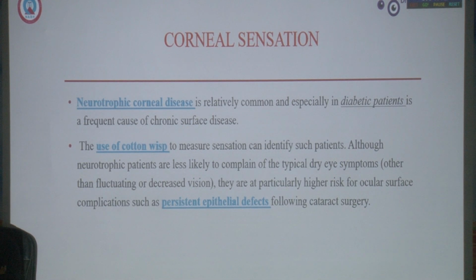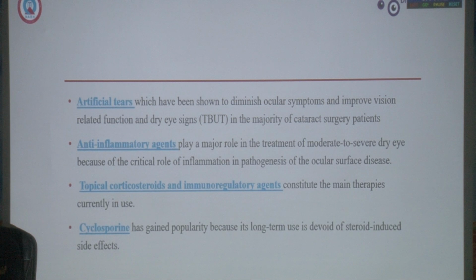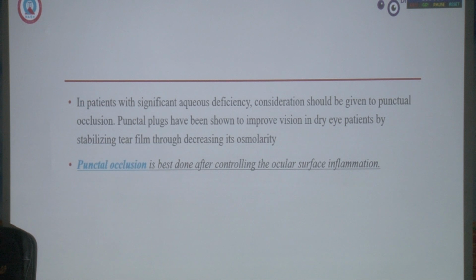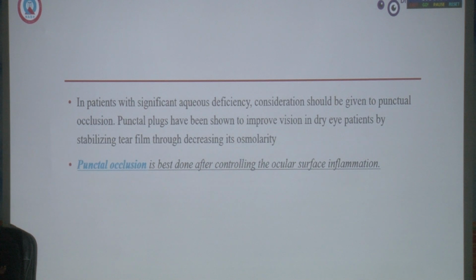Corneal sensation, especially in a diabetic patient, matters because there may be a chance of persistent epithelial defect in the postoperative period. So in the suspicious patient, we should look at the corneal sensations also. From the management point of view, because of the elective nature of cataract surgery, it can be postponed till the surface can be optimized. For surface management, artificial tears are very important. Nowadays, cyclosporin especially can be used in the preoperative period because it decreases the chance of steroid-induced side effects. In cases of aqueous deficiency dry eye, after controlling the ocular surface inflammation, we can use punctal occlusion.